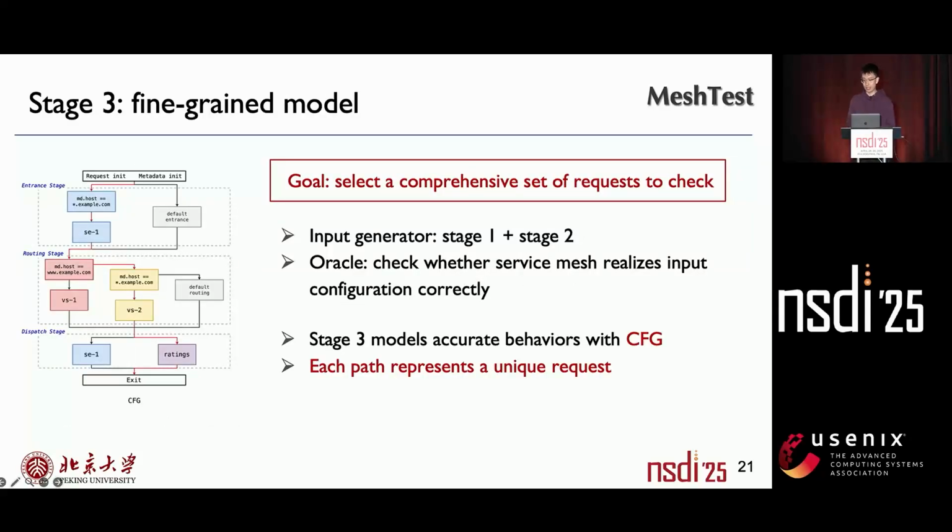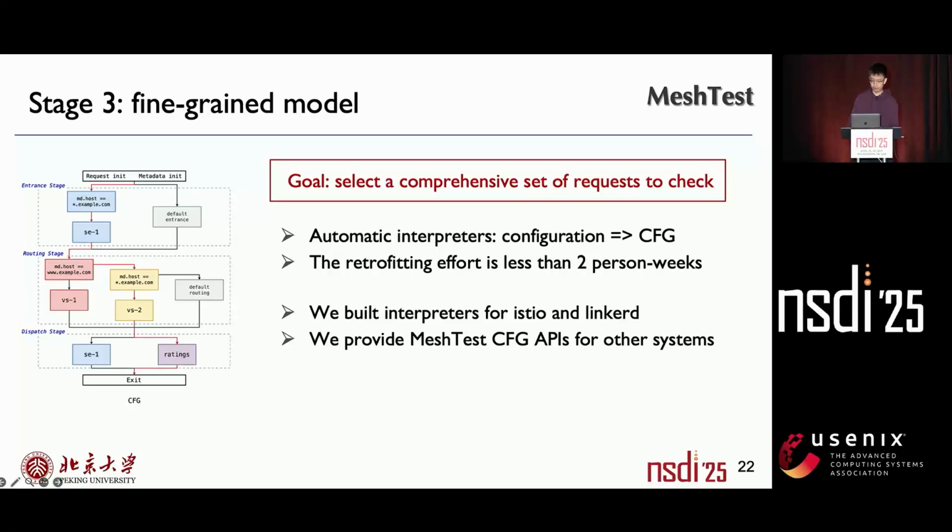After the first 2 stages, we already have an automatic configuration generator to produce end-to-end effective input configurations. But now we will build a testing oracle to check whether the system can handle the input configuration correctly. The oracle should be as accurate and reliable as possible. So in this stage, we model the accurate behaviors in the service mesh with the control flow graph. And the actual behaviors include some low-level details, such as priority competition, default routes, which are not explicitly written in the configuration. So in the CFG, each path represents a representative request.